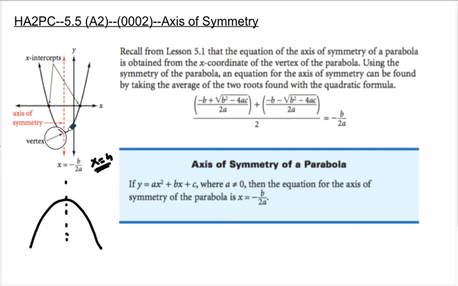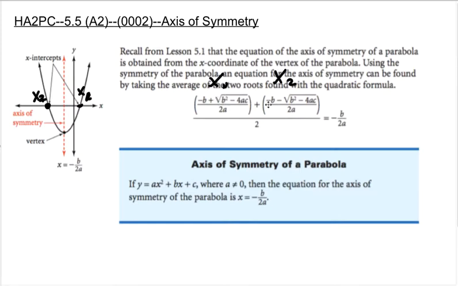So if we think about the quadratic formula, the quadratic formula is able to give you the two roots of a quadratic equation, right? So the two x-intercepts are roots. Let's call this one x1 and this one x2. Those are the two roots. So x1 is negative b plus the square root of the quantity b squared minus 4ac all over 2a, and the other root is negative b minus that same square root all over 2a.